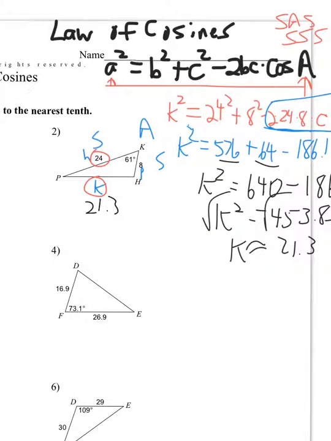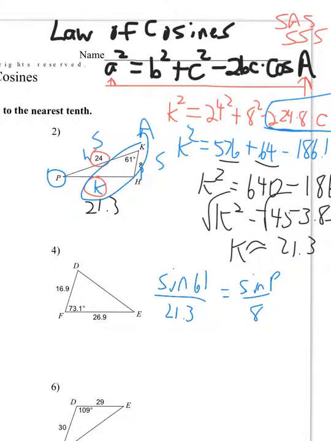Now notice that I now know angle K and little side k. So now I can use the law of sines to find either angle H or angle P. And I'm going to find angle P first. So now I use law of sines. Sine of 61 over 21.3 equals sine P over 8. If I cross multiply and divide, basically my sine of P will equal 8 sine 61 divided by 21.3.